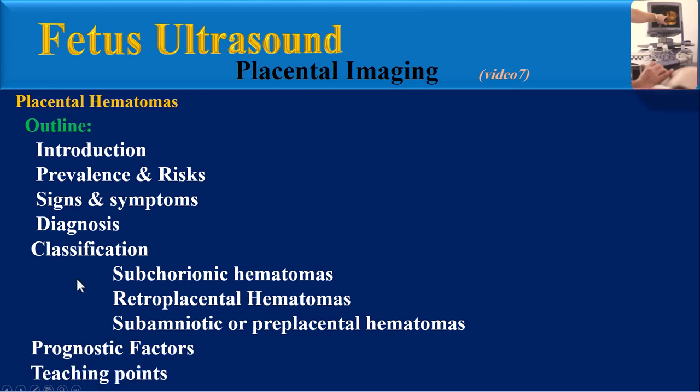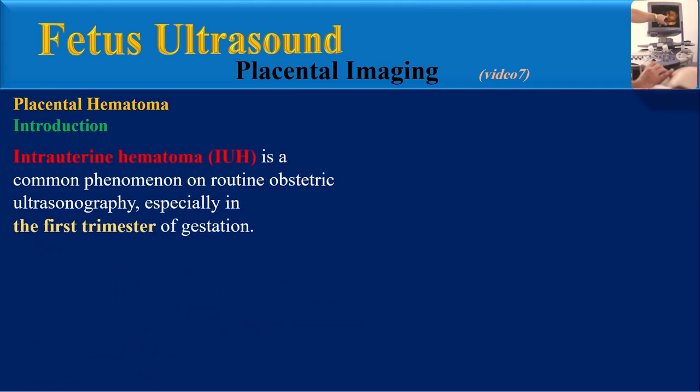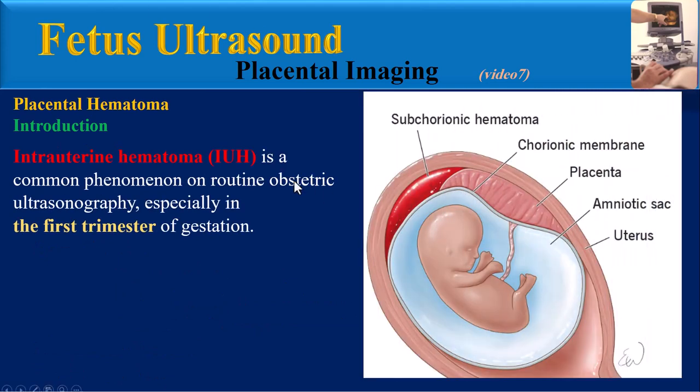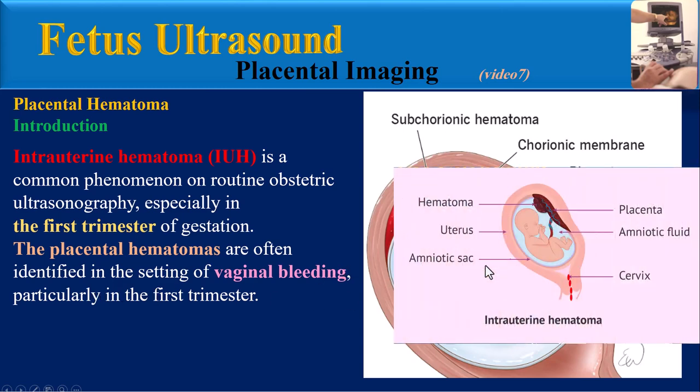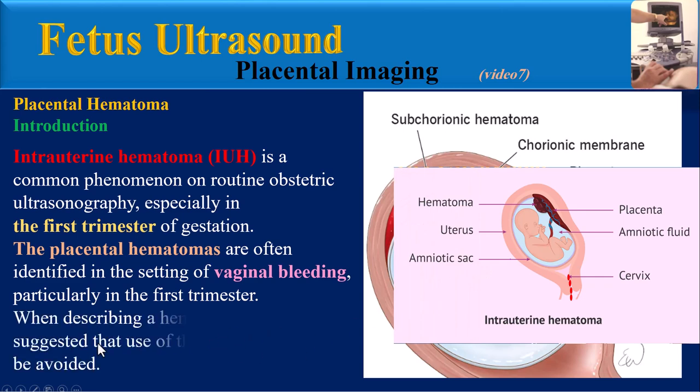At first, introduction. Intrauterine hematoma is a common phenomenon on routine obstetric ultrasonography, especially in the first trimester of gestation. Placental hematomas are often identified in the setting of vaginal bleeding, particularly in the first trimester. When describing a hematoma, it's suggested that use of the term hemorrhage should be avoided.